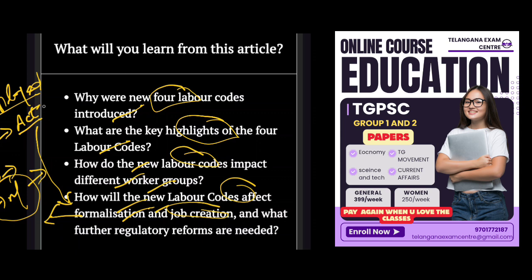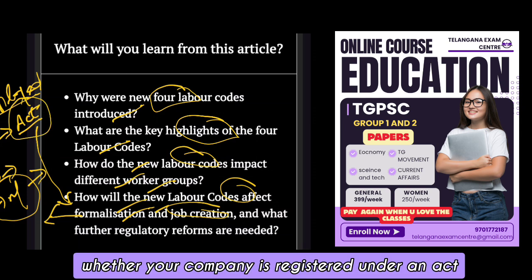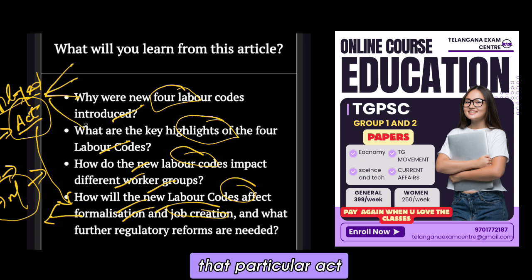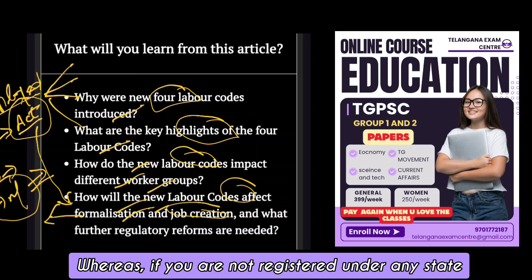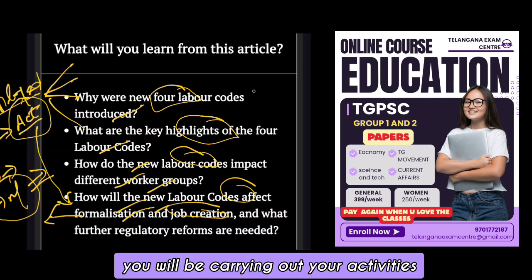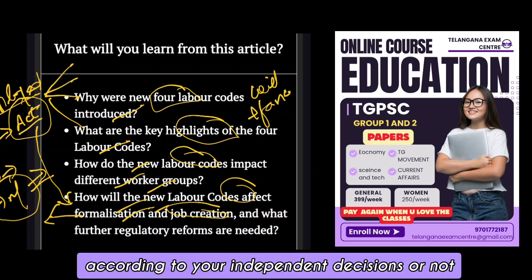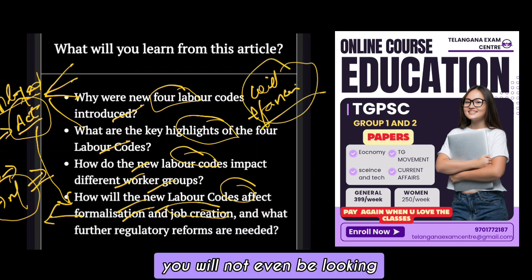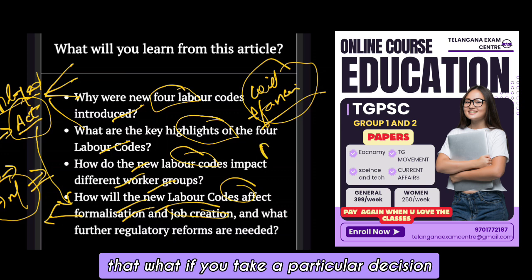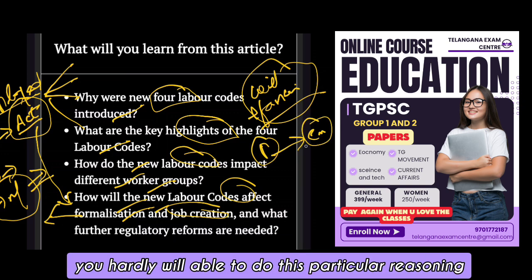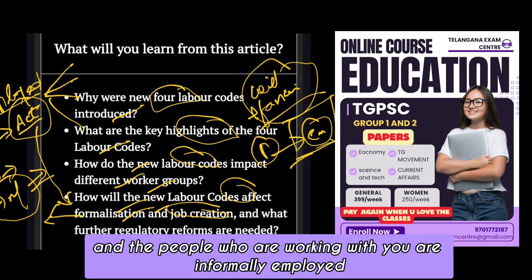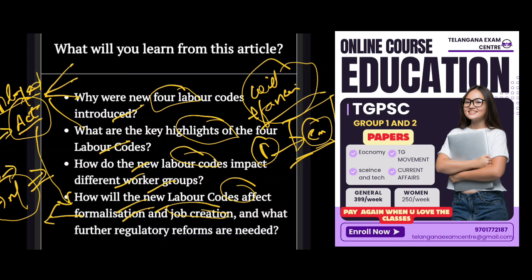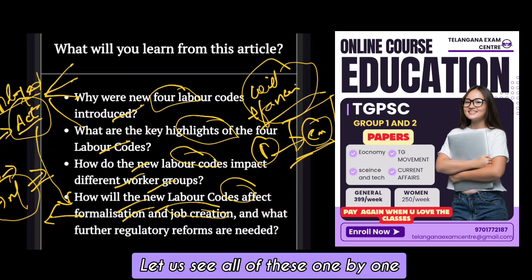Remember this point. Whenever your company is registered under an act, it means you have to follow the various principles of that particular act. Whereas if you are not registered under any state or central government act, you will carry out your activities according to your own will and fancies, your independent decisions. You will not even look at how a particular decision is going to impact your employees, because you are an informal organization and the people working with you are informally employed. That's the reason they don't enjoy any statutory safeguards. Clear my point? Let us see all of these one by one.